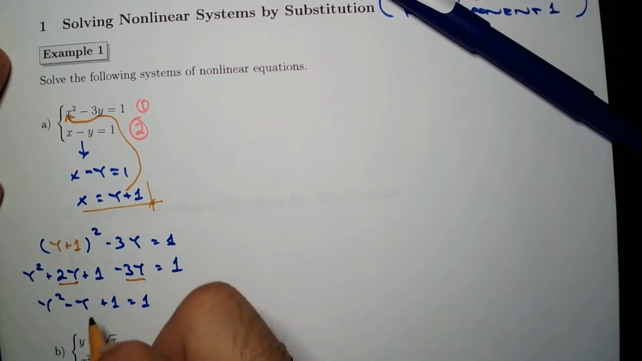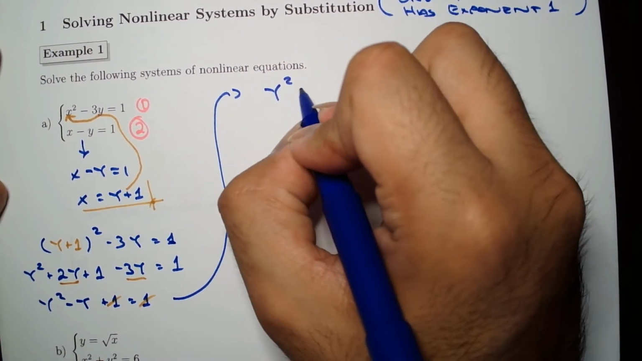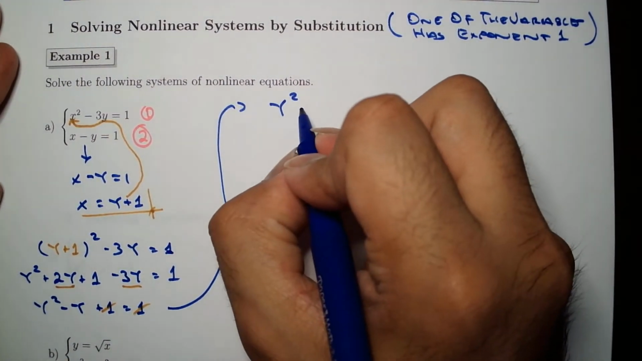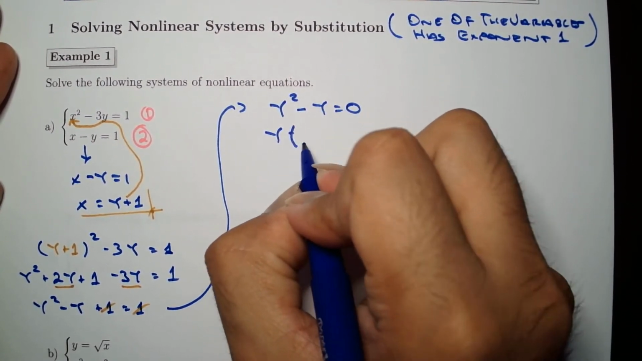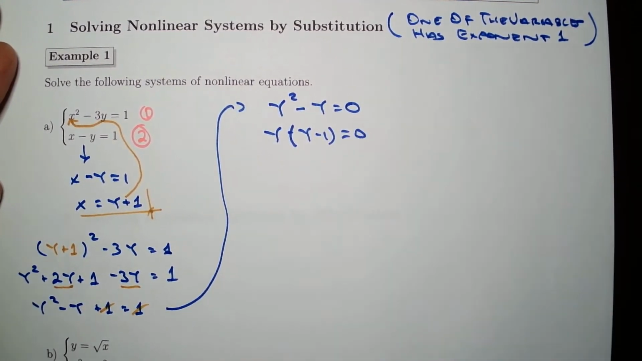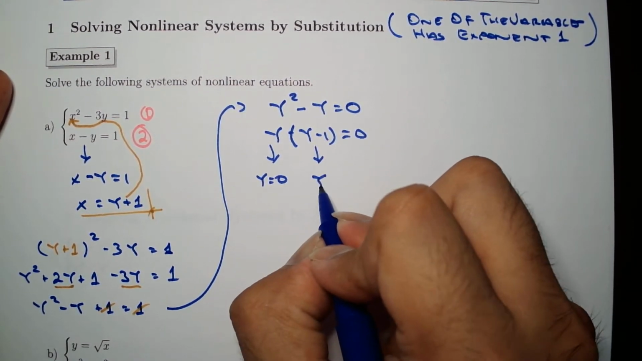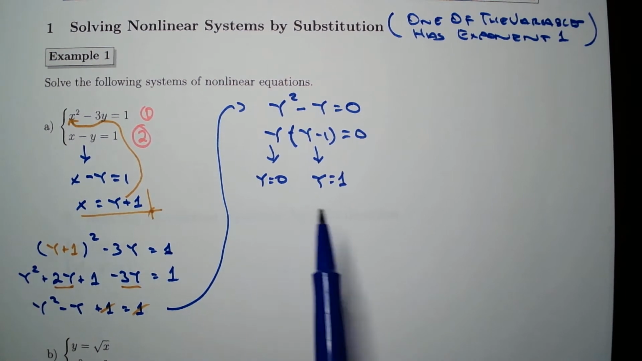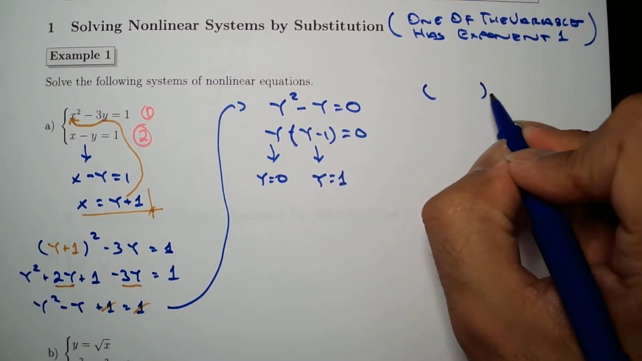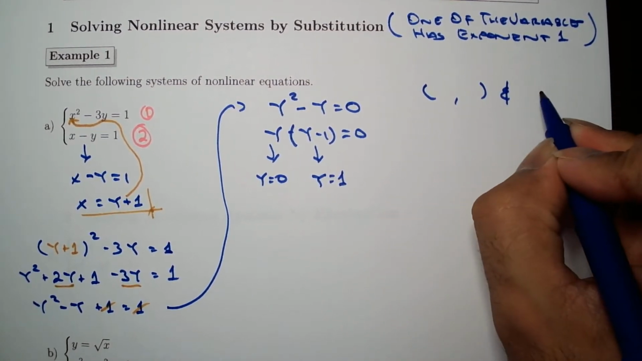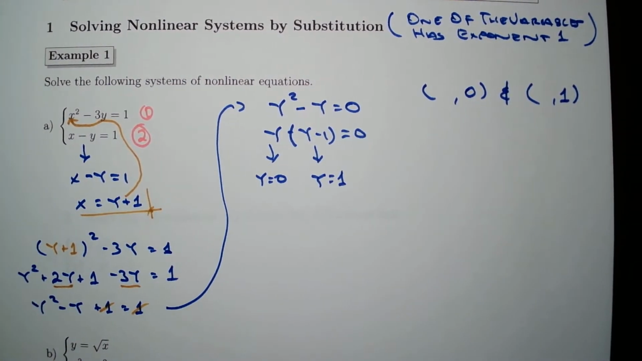And in this case, notice how these ones cancel. And we obtain an equation of degree 2 which we can solve by simple factorization of a GCF. So y times quantity y minus 1 equals 0. By the zero product property, y equals 0 and y equals 1. What is that going to mean when we get to solutions? That means that we are going to obtain two ordered pairs in which the y coordinates are 0 and 1 respectively.